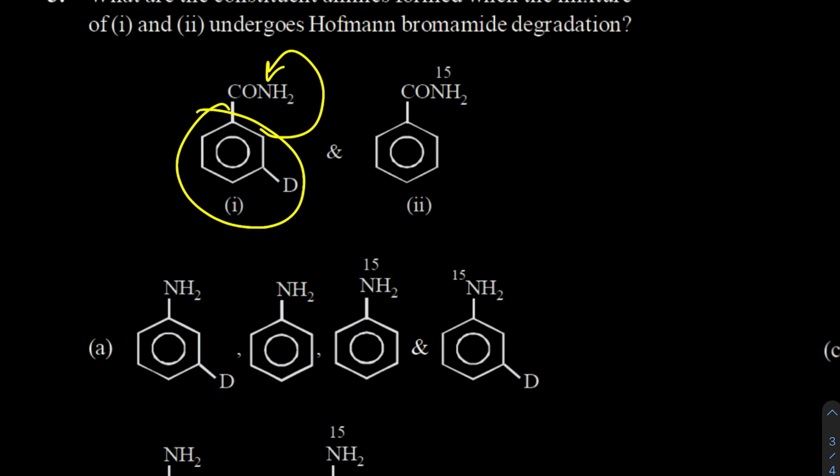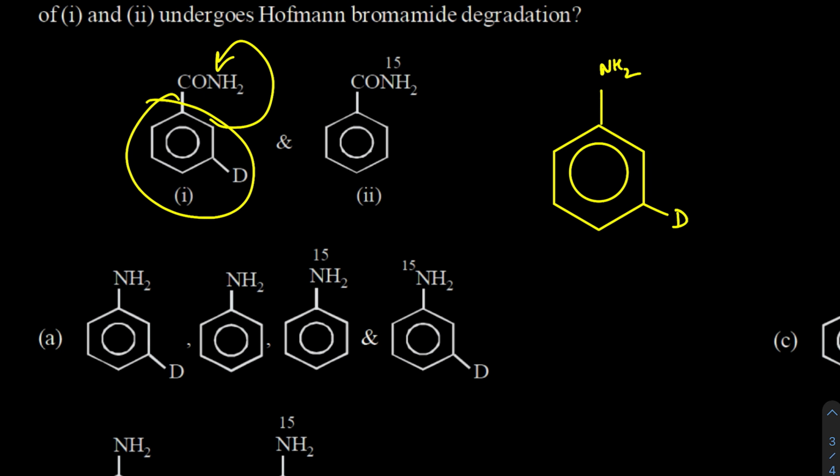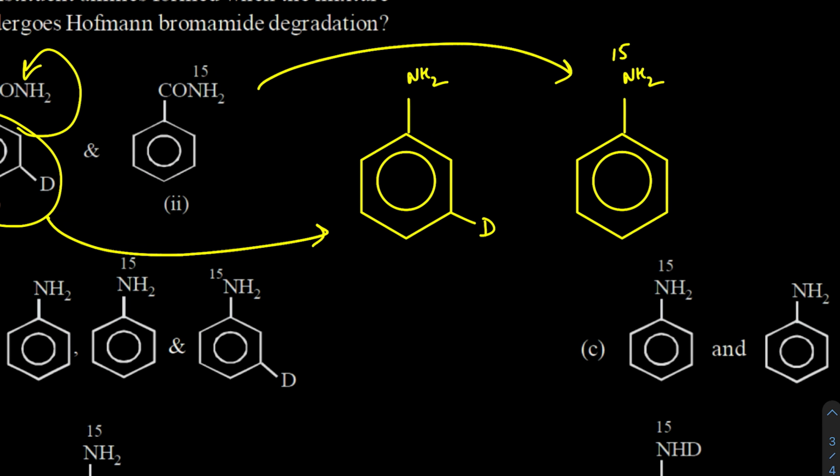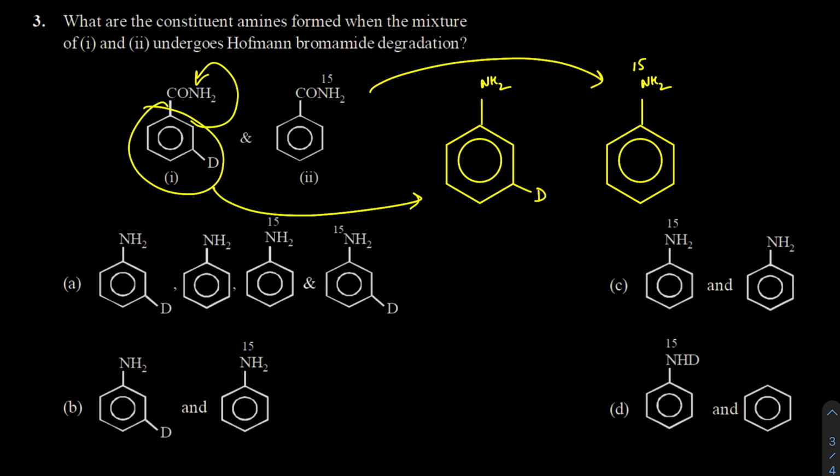Eventually, it should give us the product of this from this reaction and this from this reaction. So these should be our desired products. These two choices are given in option B. Hence, this concludes our discussion today about Hoffmann Bromamide degradation.